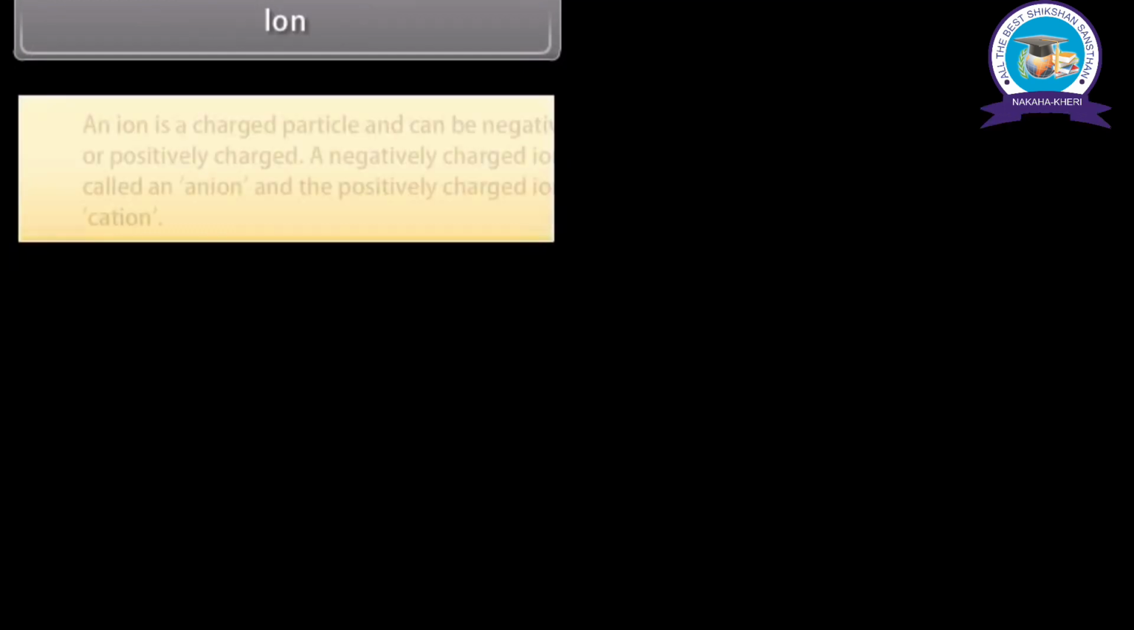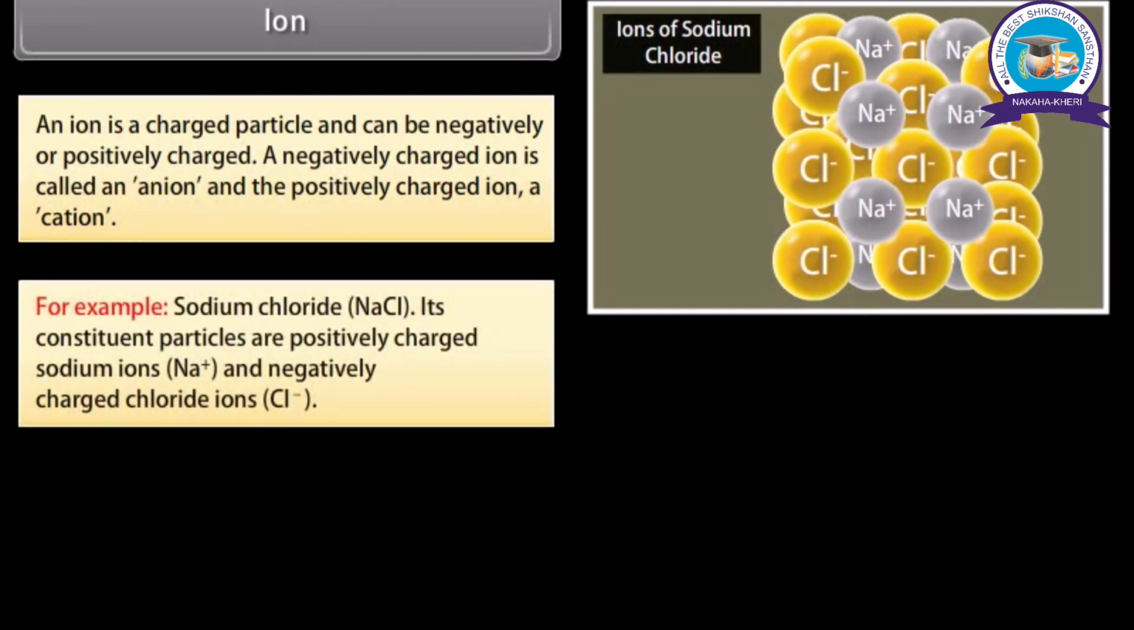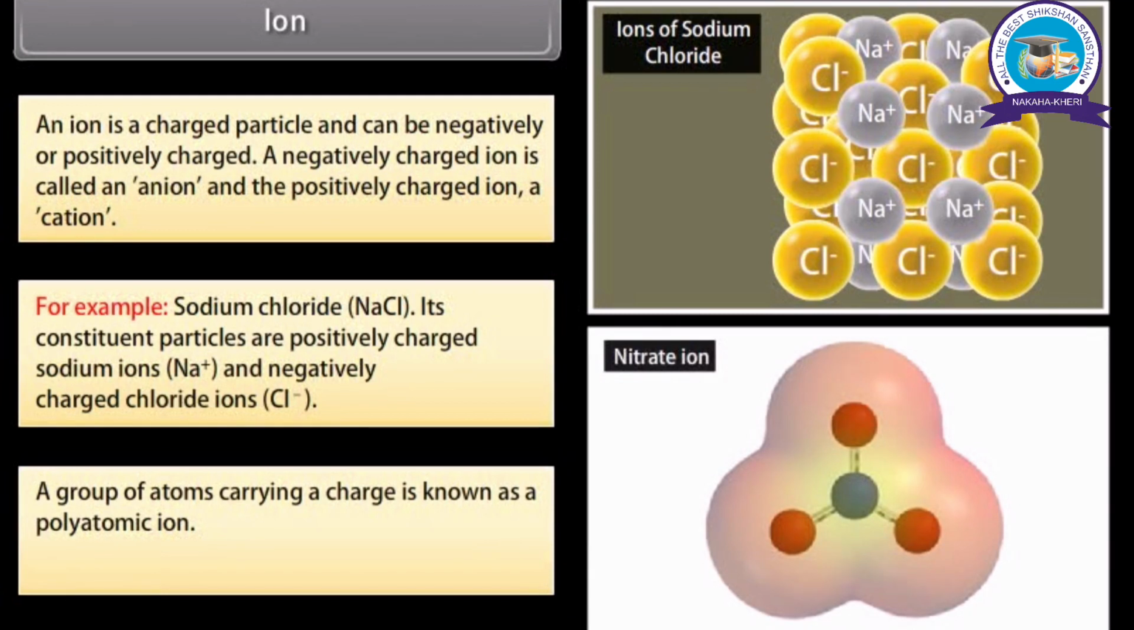Ion. An ion is a charged particle and can be negatively or positively charged. A negatively charged ion is called an anion, and the positively charged ion is called a cation. For example, sodium chloride. Its constituent particles are positively charged sodium ions and negatively charged chloride ions. A group of atoms carrying a charge is known as a polyatomic ion. Example, nitrate ion. Writing chemical formula.